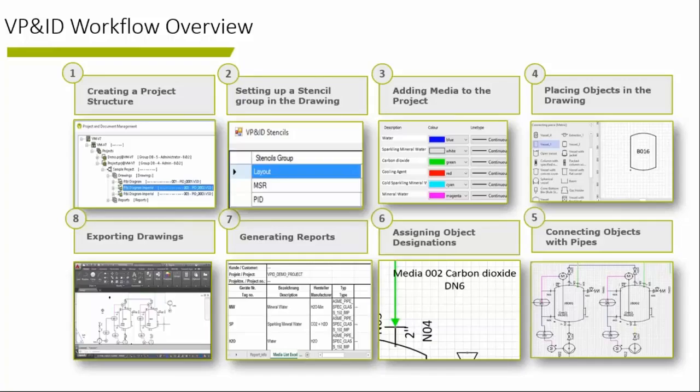Once the object is placed, you can connect those objects with the pipelines, and then you can assign or annotate those objects with designations. Once the P&ID is done, you can generate the deliverables in form of reports and can extract the DWG AutoCAD drawing as well as PDF drawings. So this is the typical workflow overview of Visio P&ID Process Designer.